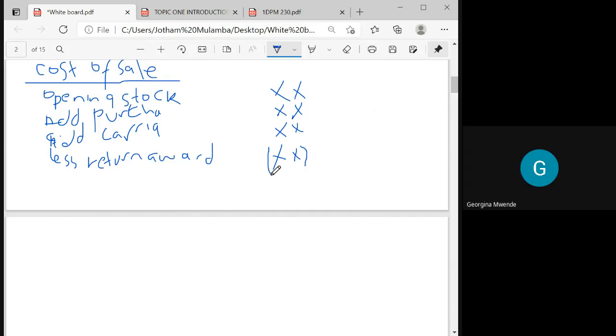Rachel, go ahead. When they're not in good condition, maybe they're damaged or something like that. Yes, if they are damaged. Imagine if you are getting bread, then bread comes when it has been squeezed. So we can't sell that particular bread. So we return it back to the bakery, the supplier.